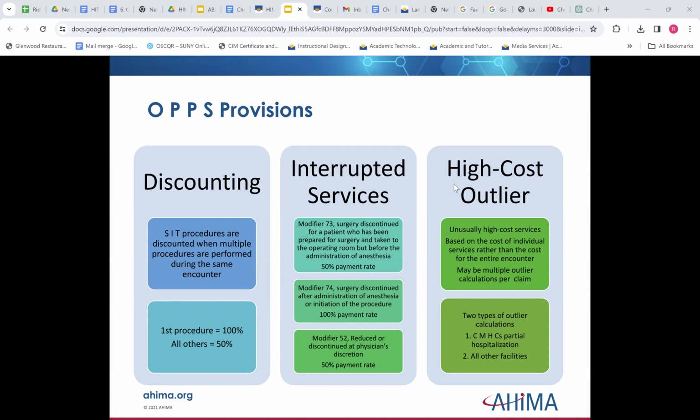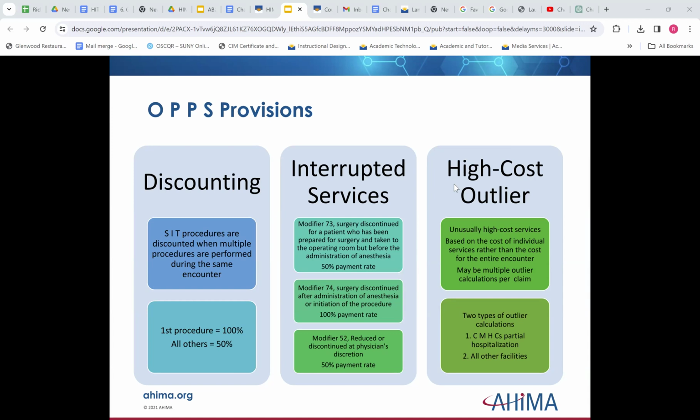Sometimes services and procedures are interrupted. So we have modifier 73, a surgery that's discontinued for a patient that was prepared for surgery, taken to the operating room, but before the administration of anesthesia. These services are paid at 50%.